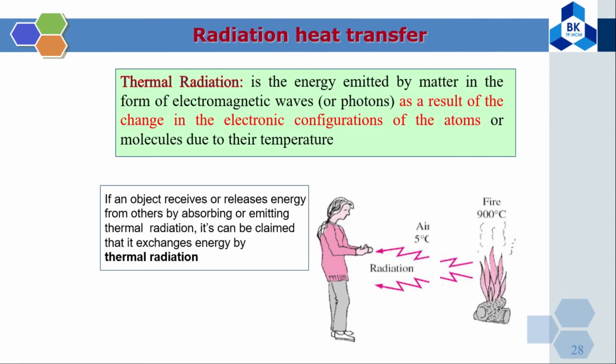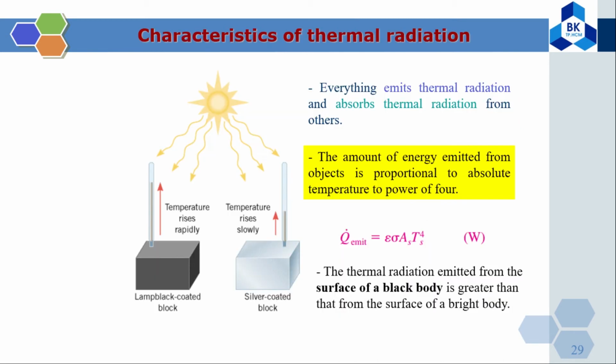Now, the third form of heat transfer we call radiation heat transfer. Thermal radiation is the energy emitted by matter in the form of electromagnetic waves or photons as a result of changes in the electronic configurations of the atoms or molecules due to their temperature. So if an object receives or releases heat from another by absorbing or emitting thermal radiation, it can be said to exchange energy by thermal radiation.